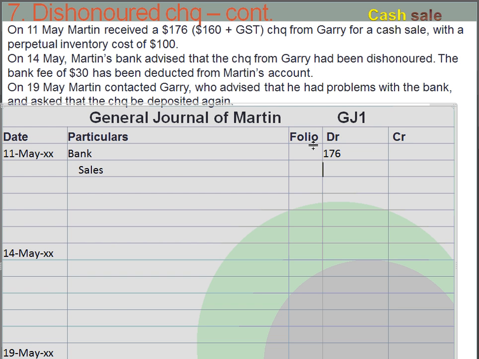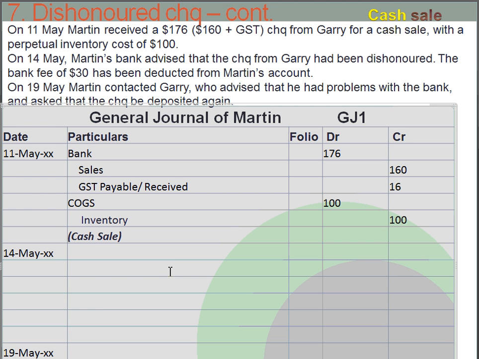The credit entry would be sales for $160, so GST exclusive, and the GST payable or GST received. So the GST that Martin owes to the tax office is $16. In addition, we will have to record a cost of goods sold transaction because we are using a perpetual inventory system. So cost of goods sold for this transaction was $100 and inventory went down by $100. Well, we can put a quick description here, cash sale or similar.